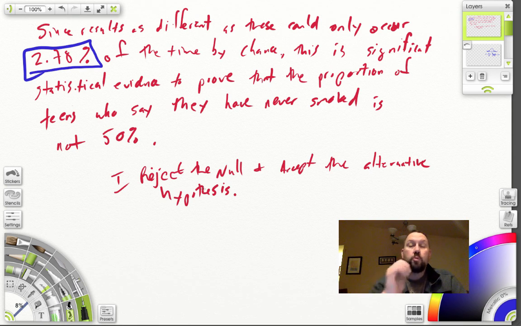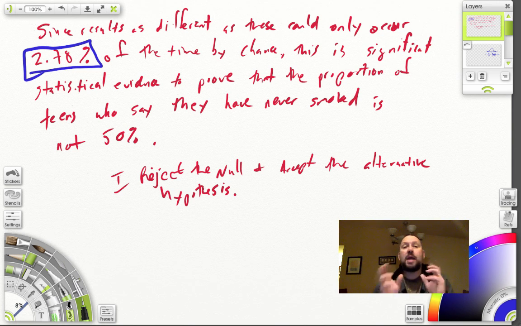All right. Rule of thumb. Whenever that probability, in this case 2.78, is less than 5%, I'm going to reject the null. If they do not give me a level of significance to test against, I will use the 5% level. Now, what if they had said using the 1% level of significance? Then I would say I cannot reject the null. I do not accept the alternative. And even though this only happens 2.78% of the time, it's not enough statistical evidence to prove that the proportion of teens who say they have never smoked is not 50%.